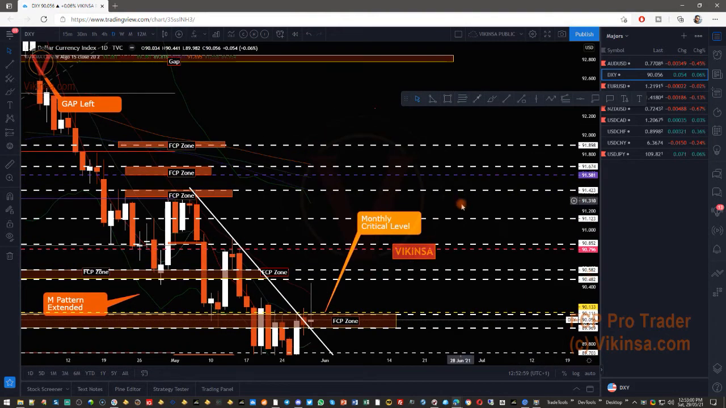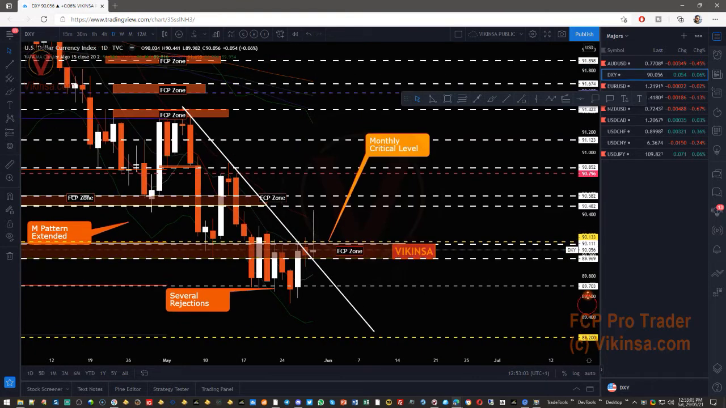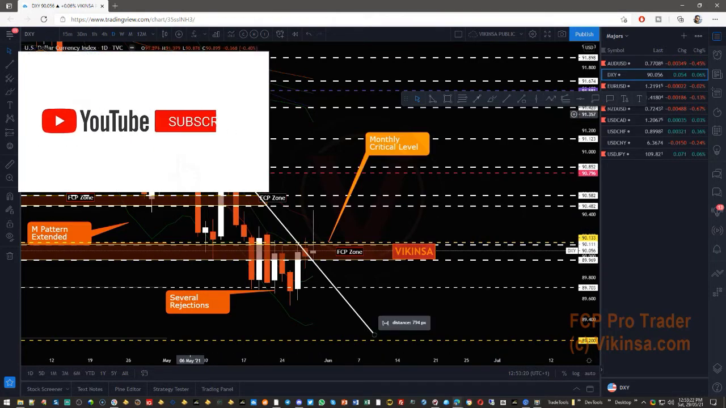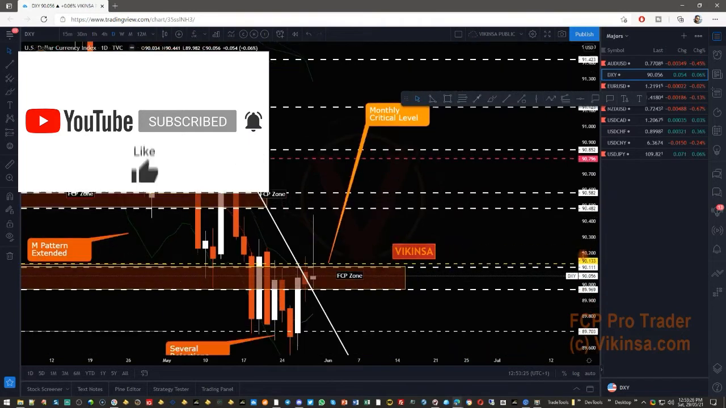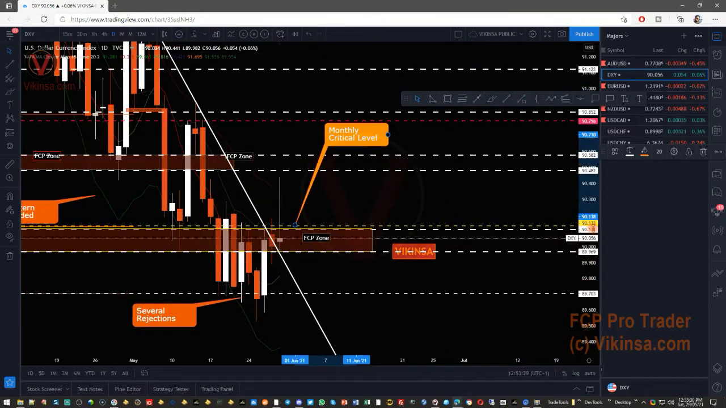So let's start with DXY actually, even before we look at the forex pairs. If you haven't seen the DXY analysis, you must check it out because all major pairs, all USD based pairs are dependent on DXY, and if you know what DXY is trying to do or what it has done, then you will have a better idea about the direction and about the strength of your currency pair. On DXY, without going into too much detail, what I can tell is that the market has broken through this trend line. We are at this FCP zone, and this is the monthly critical level, 90.133.